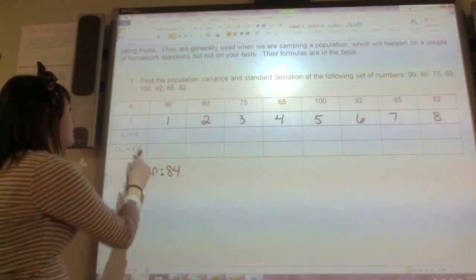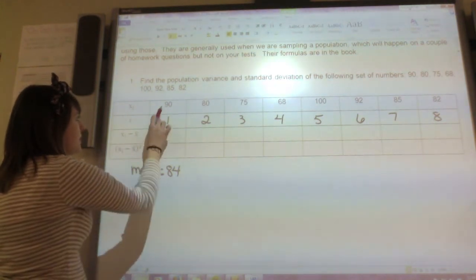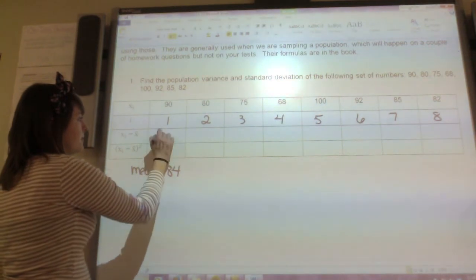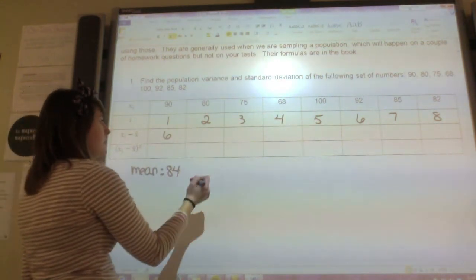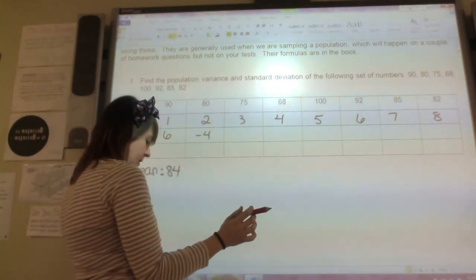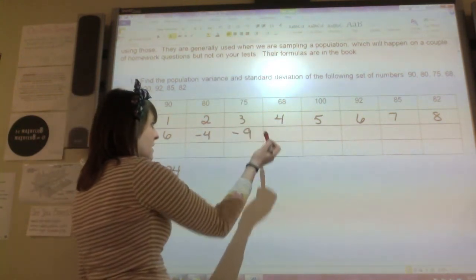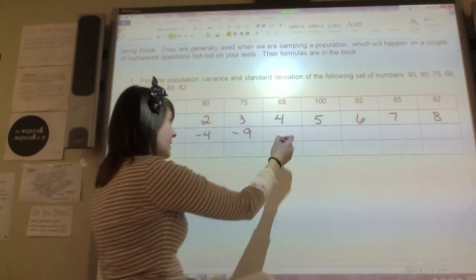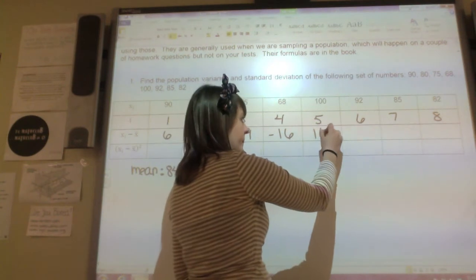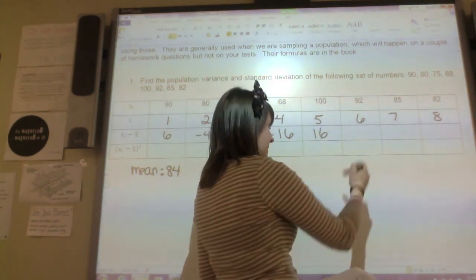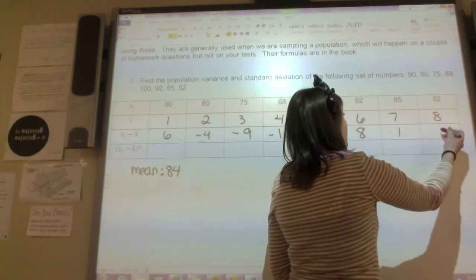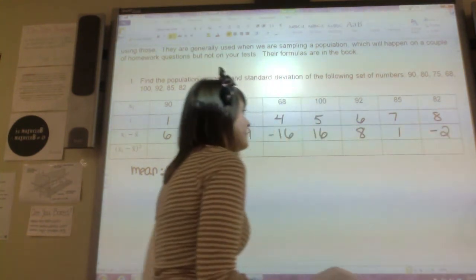To do x sub i minus the mean, I take my number minus my mean. So 90 minus 84 is 6. 80 minus 84 is negative 4. 75 minus 84 is negative 9. 68 minus 84 is negative 16. 100 minus 84 is 16. 92 minus 84 is 8. 85 minus 84 is 1. And 82 minus 84 is negative 2.